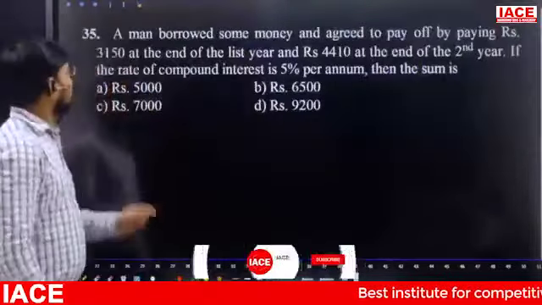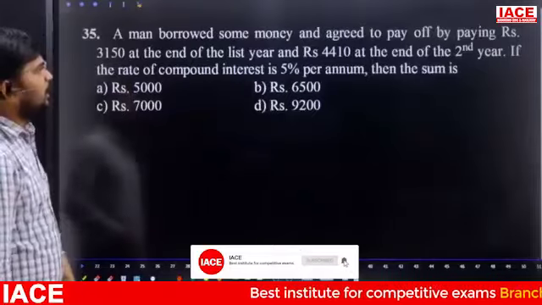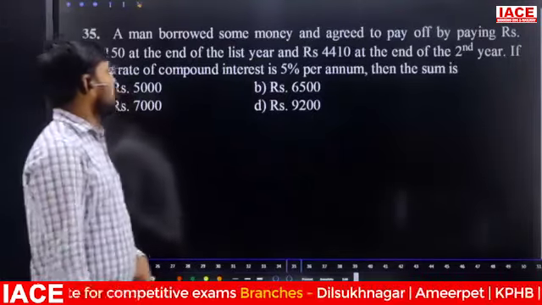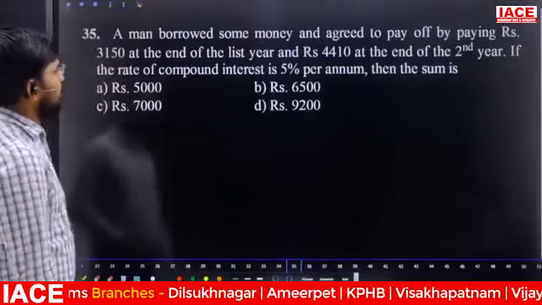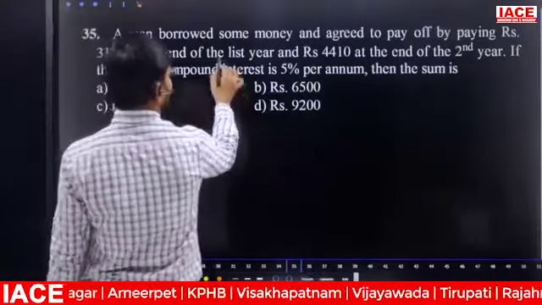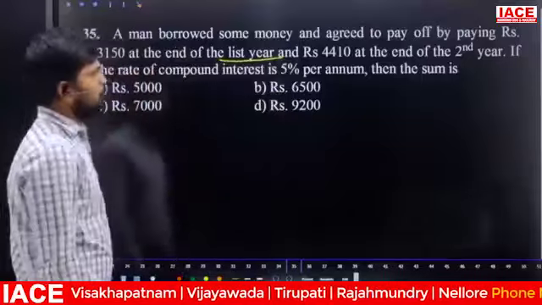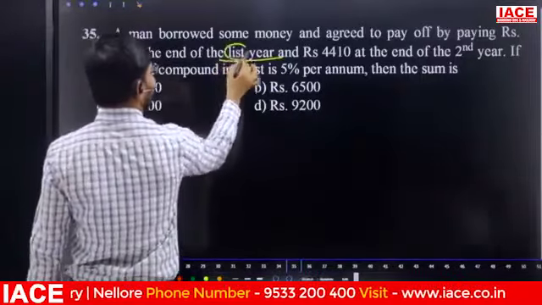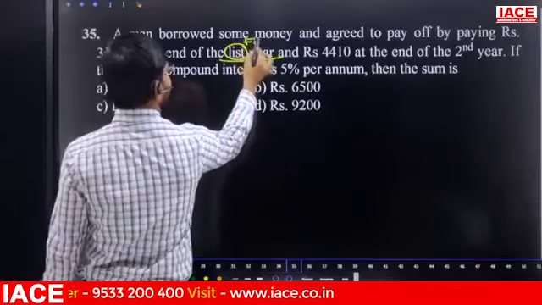So read the question. A man borrowed some money and agreed to pay off by paying 315 at the end of the first year and 4410 at the end of the second year. I think this is the first year, not last year. This is the first year.